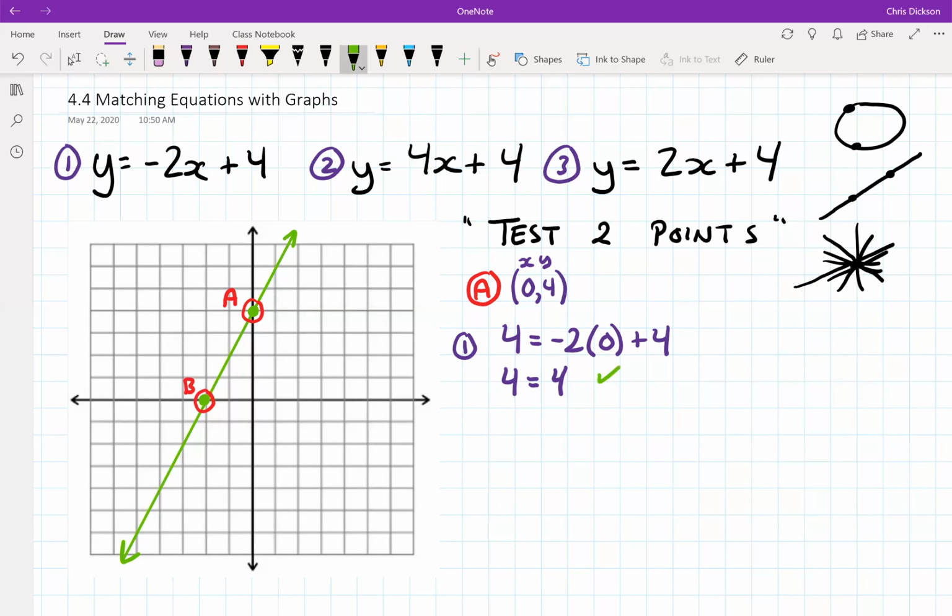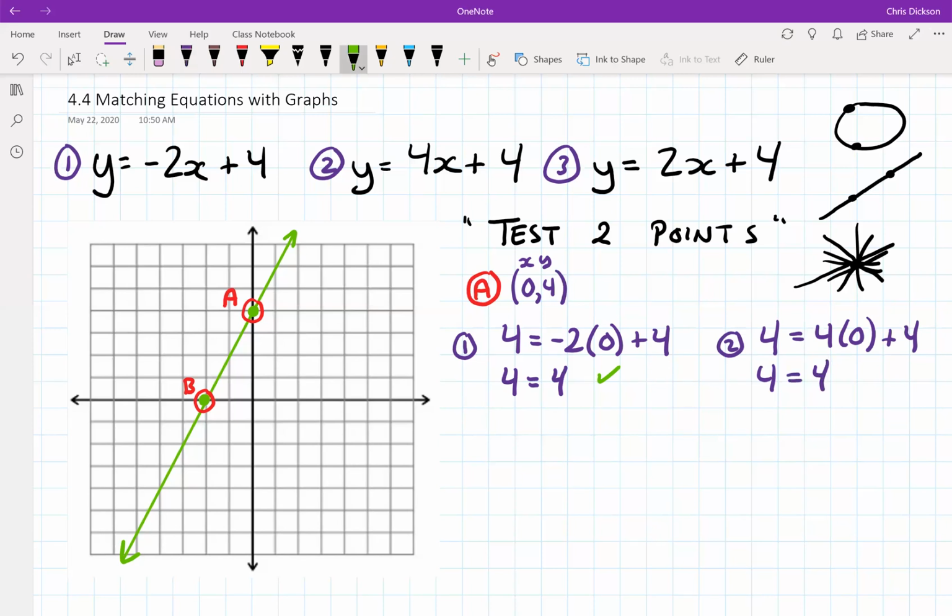So we know that that point and that line must cross each other. That line has to go through point A. We know that much. Now if we plug it into equation 2, I'm going to do the same thing. So now I have 4 equals 4 times 0 plus 4. So I get 4 equals 4 again.